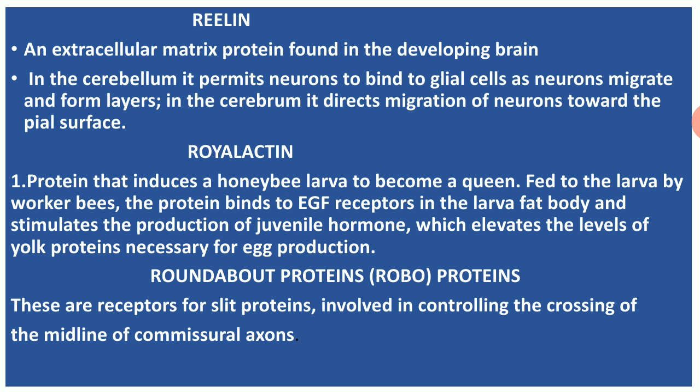So this slide contains three terms: reelin, royalactin, and roundabout protein, Robo protein. I think these terms will help you in this examination. I will send you more terms from Gilbert's book, and for detail you can search the book. Good luck.